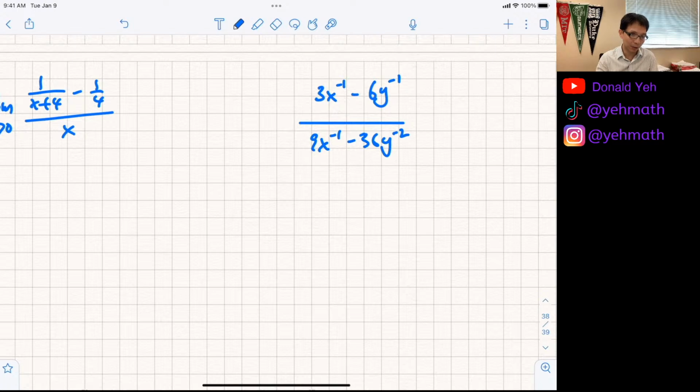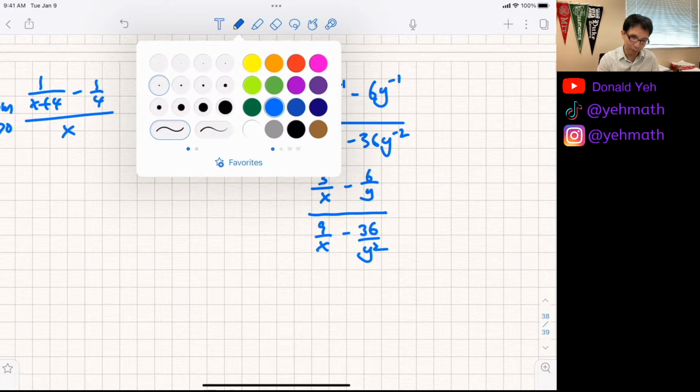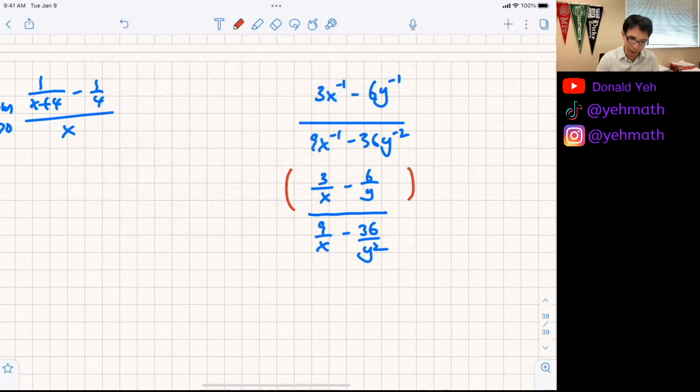This is called a complex fraction. Since x to the -1 power is only applied to x, actually 3 over x is the easiest way to think about it. This one's 6 over y, over 9 over x minus 36 over y squared. Also, another thing you need to understand: there is an invisible parenthesis on the top and bottom. That tells you the order of operations, because even though it's not written, it's still there.